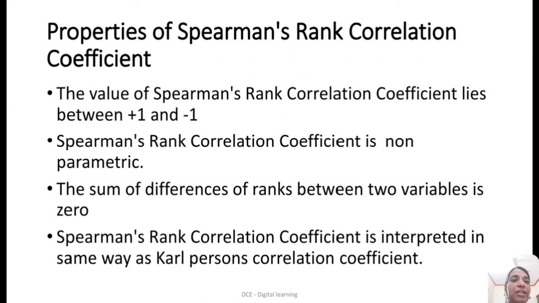Properties of Spearman's rank correlation coefficient. The value of Spearman's rank correlation coefficient lies between +1 and -1. Spearman's rank correlation coefficient is non-parametric. The sum of differences of rank between two variables is 0. Spearman's rank correlation coefficient is interpreted in the same way as Karl Pearson's correlation coefficient.